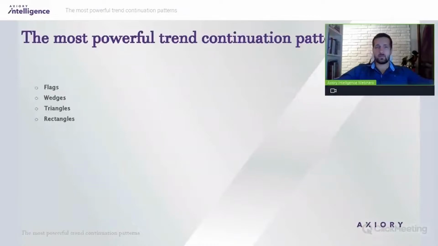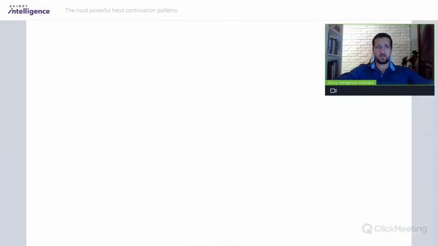You have pennants, but pennant is a small time frame symmetric triangle. We have more, of course, but as you can see, the name is the most powerful trend continuation patterns, not all trend continuation patterns in the world. So I picked those 4 for you, and let me explain all of them using the whiteboard. So let's start, my friends, with flags. Okay, flags.